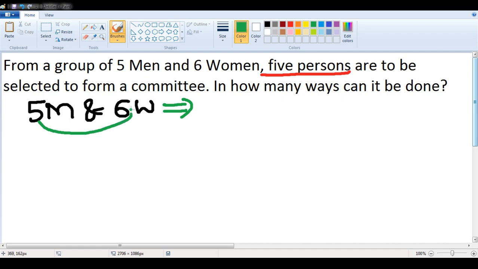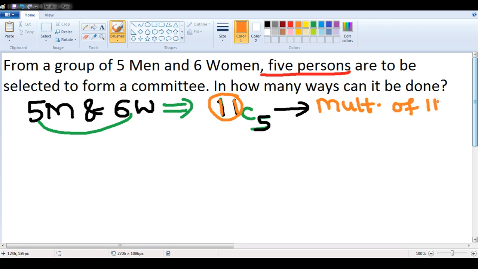Totally how many people are there? Totally 11 people are there, 5 plus 6. Out of the total 11 people, select any 5 people to form a committee. The answer is 11C5, but you should know how to calculate 11C5 in a faster way. One of the ways is that 11 and 5 are co-prime to each other. Because 11 and 5 are co-prime, the answer will be a multiple of the upper part. That means the answer will definitely be a multiple of 11, right? Check out the answer options. If you have only one option which is a multiple of 11, solve it, right?